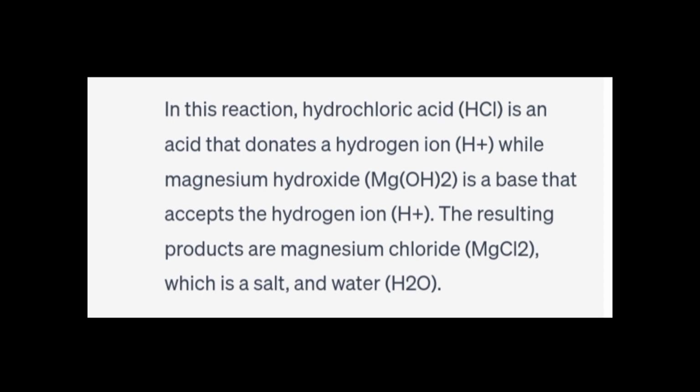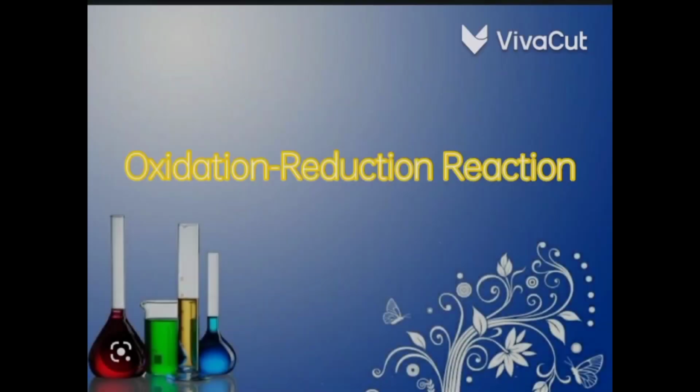In this reaction, hydrochloric acid is an acid that donates the hydrogen ion, while the magnesium hydroxide is the base that accepts the hydrogen ion. The resulting products are magnesium chloride, which is a salt, and water.